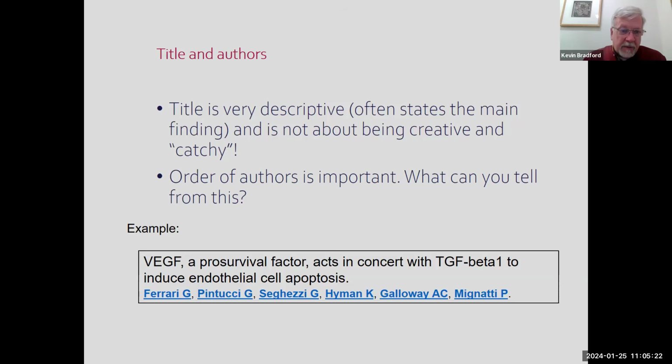What can you tell from the example that's down below? The article is VEGF, pro-survival factor, which acts in concert with TGF-beta1 to induce endothelial cell apoptosis. And the order of authors indicates here the first author is the individual who is primarily responsible for the creation and publication of the paper. It may not necessarily be the experimenter in a particular scientific experiment. Usually it is, so it's usually the chief or the lead, and they will have responsibility for the bulk of the paper.